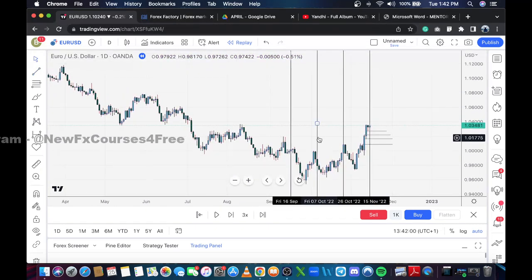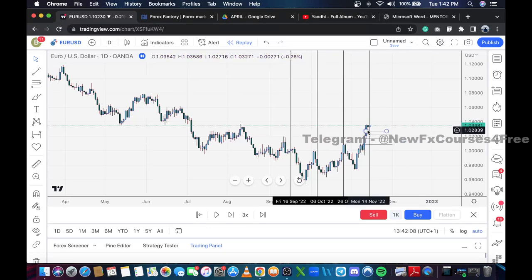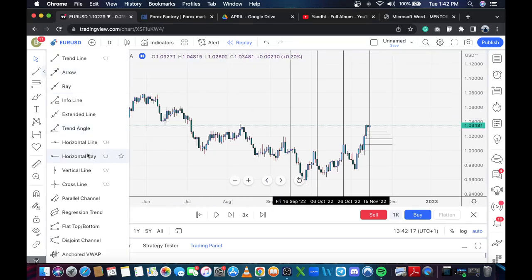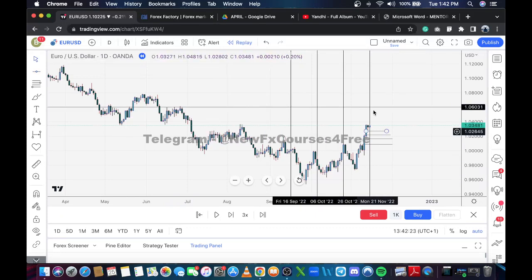Now outside the 60-day look back, or inside the 60-day look back, we have no premium because this is the highest we've been in a while. So we have to go outside our 60-day look back, and that's going to be up here, and that becomes our target draw on liquidity. This is our discount array for bullishness.